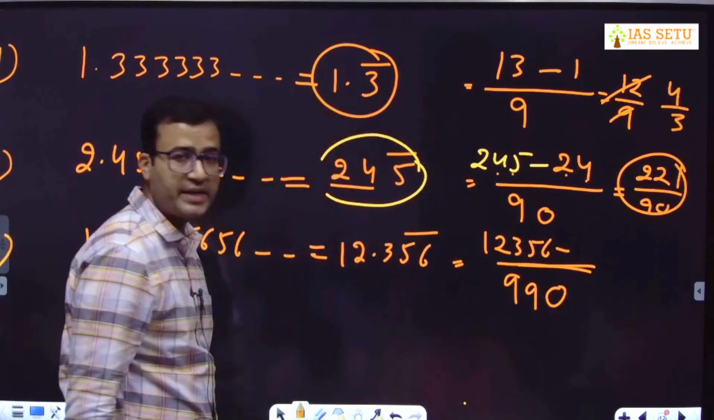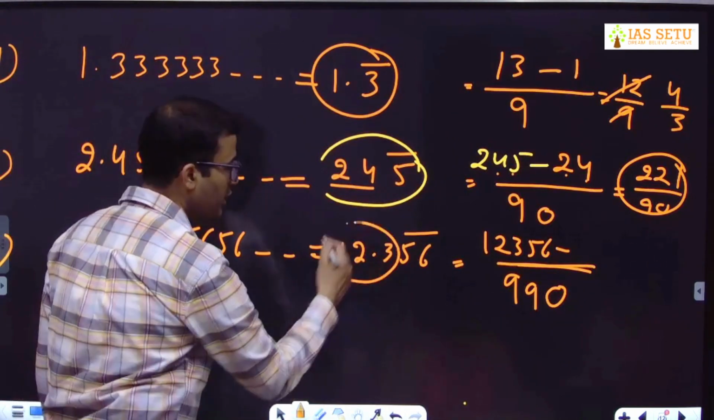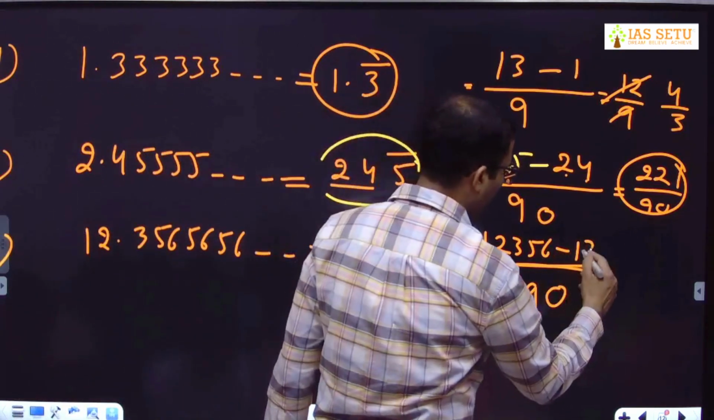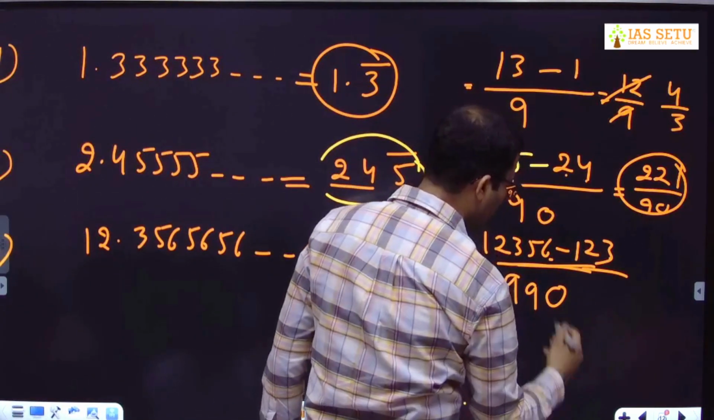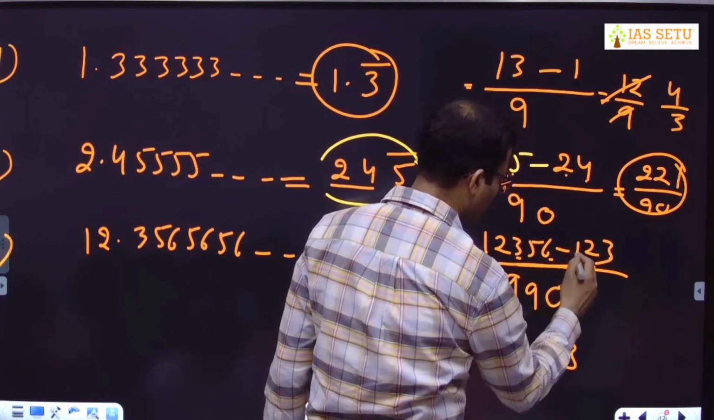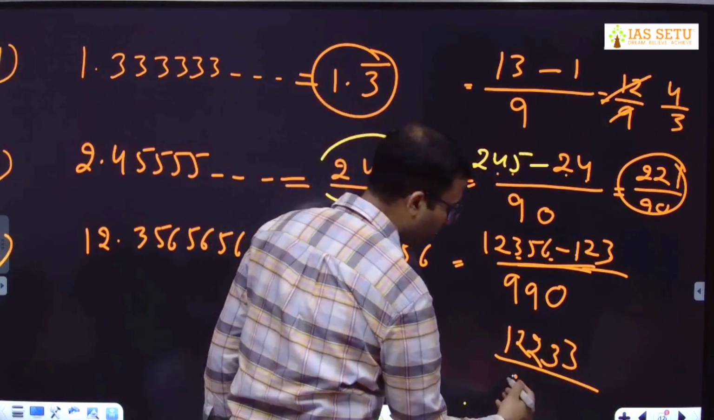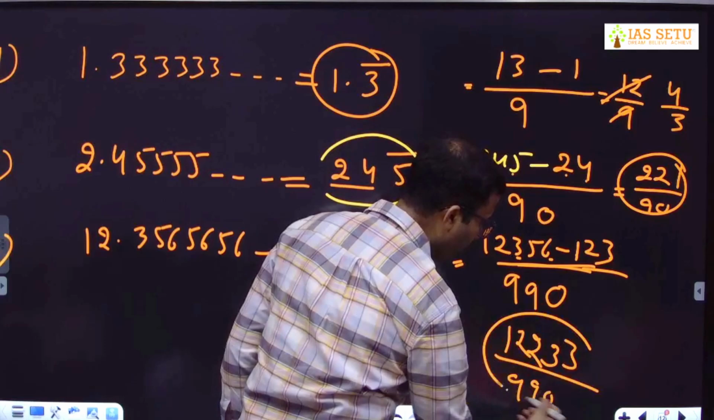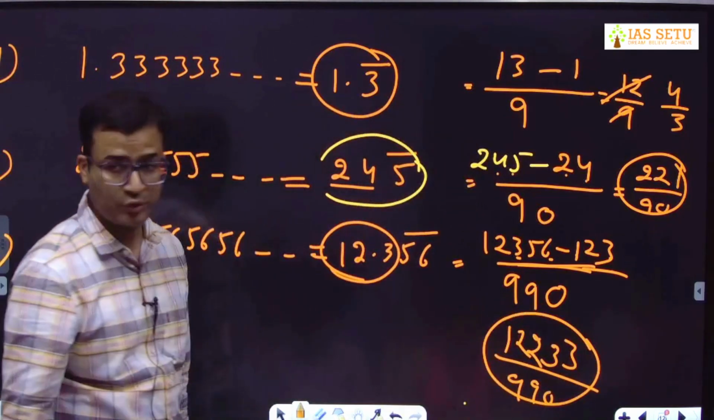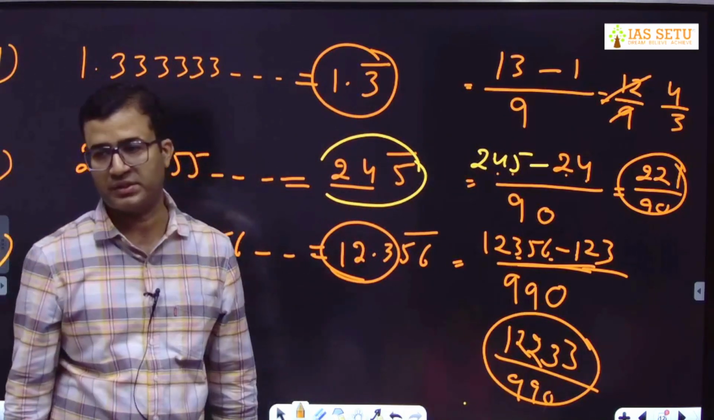12,356 minus what is non-repeating? 123. So 6 minus 3, 3. 5 minus 2, 3. 3 minus 1, 2. This is 12,233 upon 990. If there is a scope of simplification, you can do it. Otherwise, this is the answer.